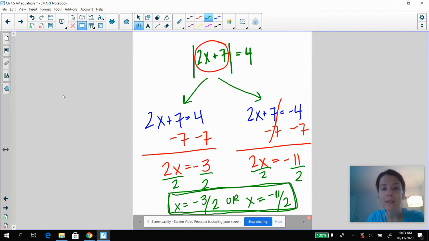So keeping this in mind, it's kind of weird, right, that we've got x's that are negative, but it's not, because remember, what's inside the pipes could be negative or positive. What matters is that what comes out is positive.